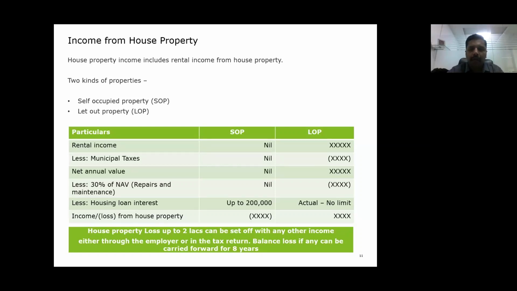Suppose under the self-occupied property, the maximum deduction allowed itself is 2 lakhs. That 2 lakhs you can offset with salary income or any other income. However, in case of let-out property, say the actual interest payment is much higher and you did the calculation and there is a 5 lakhs loss. Even in that case, only 2 lakhs is allowed to be offset with other income. The balance 3 lakhs you have to carry forward for a period of 8 years.